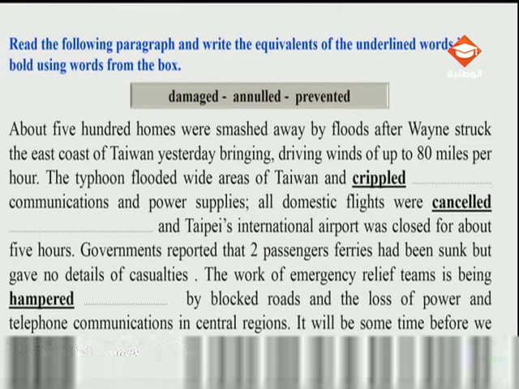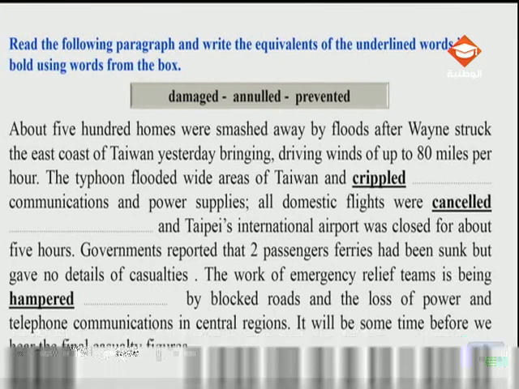So, about 500 homes were smashed away by floods after winds struck the east coast of Taiwan yesterday, bringing driving winds of up to 80 miles per hour. The typhoon flooded wide areas of Taiwan and crippled communications. Crippled or maybe damaged? Yes. Communications and power supplies. All domestic flights were cancelled, annulled. Okay. And Taipei's international airport was closed for about 5 hours.